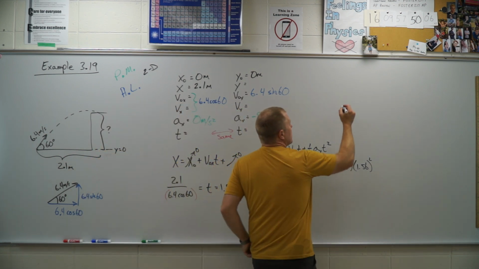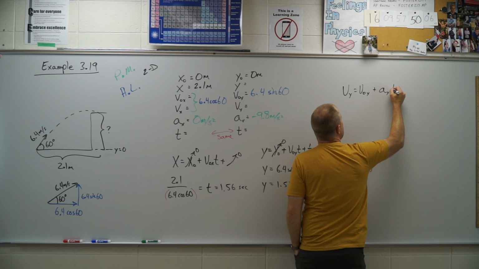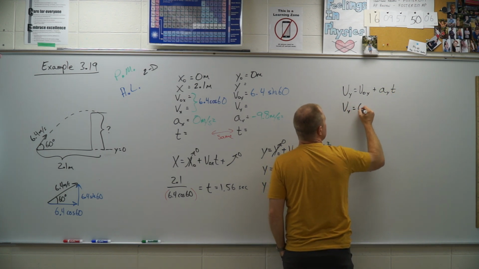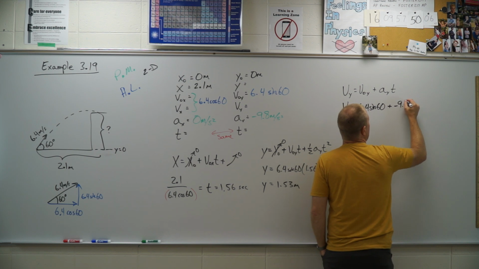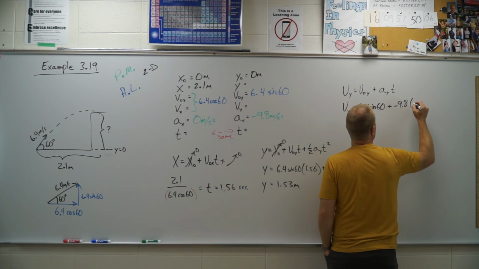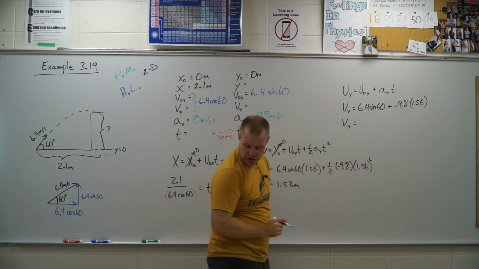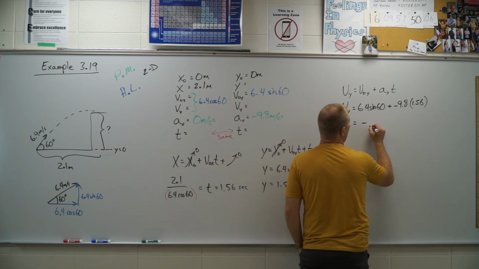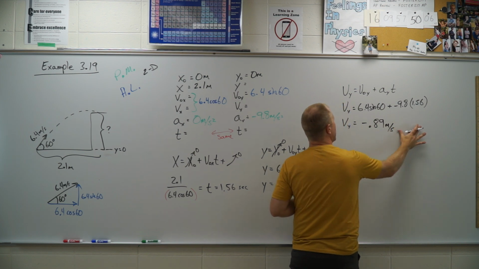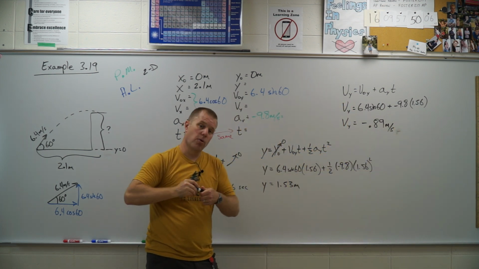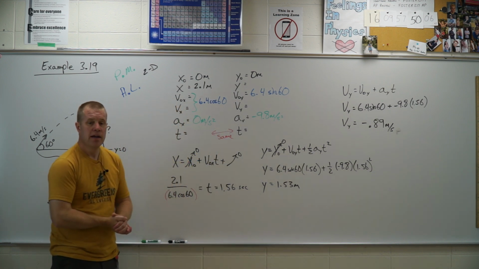Vy, on the other hand, I'm going to use equation 1. So Vy equals v naught y plus a y t. So Vy is going to be 6.4 sine of 60 plus negative 9.8 times a time of 1.56. And you should come out with a number of negative 0.89 meters per second. The good thing about it being negative is it is going down. Yes, you want it to land on the plate, not come through the bottom of the plate. So that is good that it is negative. There's that example.